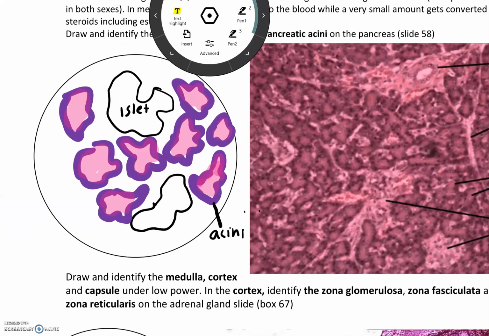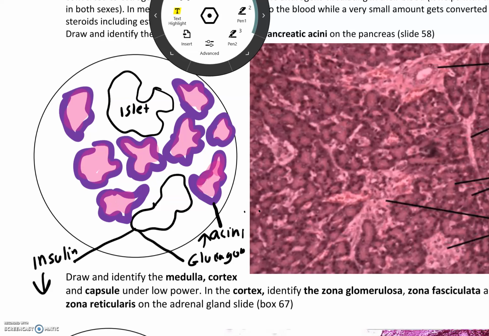Now the islets, so this is the islet, are going to make two hormones that are opposing each other. One is insulin and the other is glucagon. Insulin lowers blood sugar after a meal. Glucagon raises blood sugar if you are fasting or have not eaten for a while. So they're opposites. And these are made by alpha and beta cells.